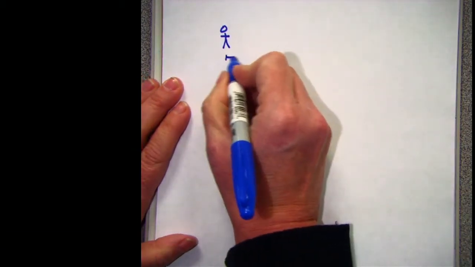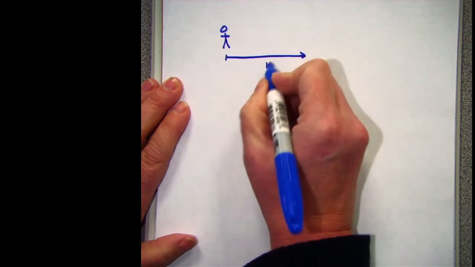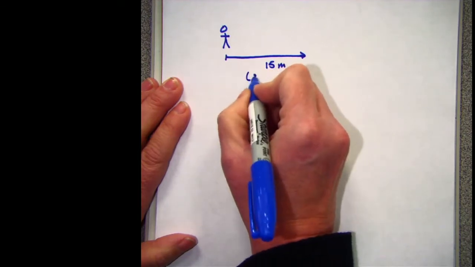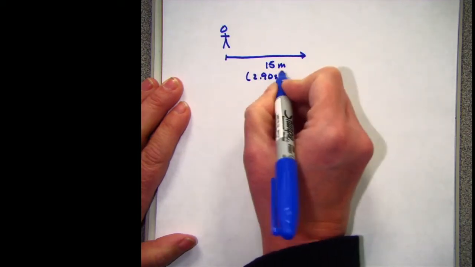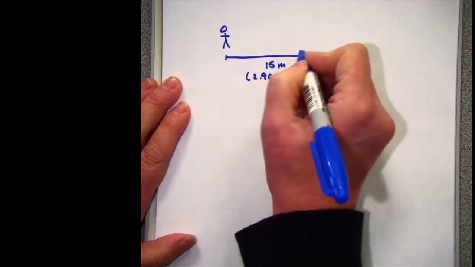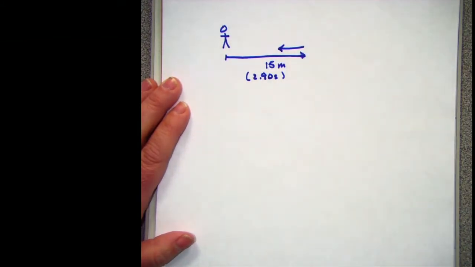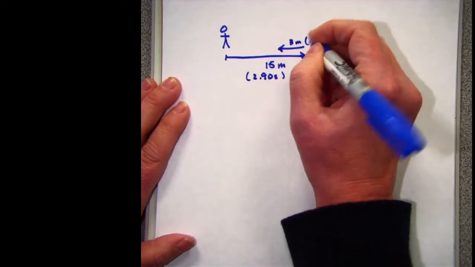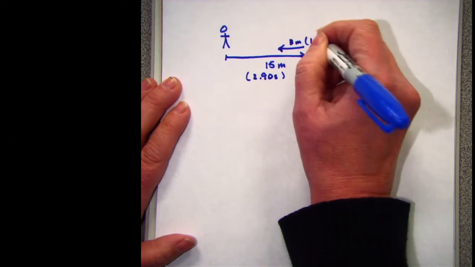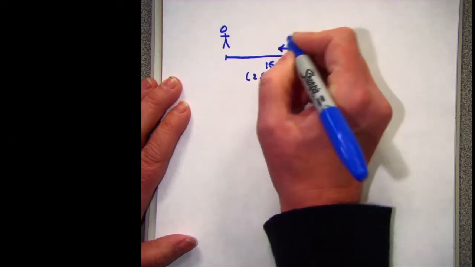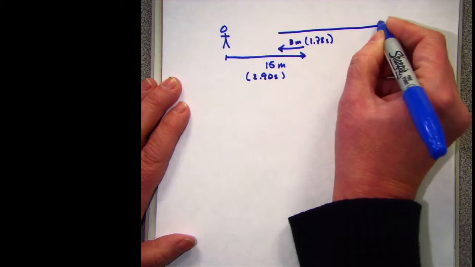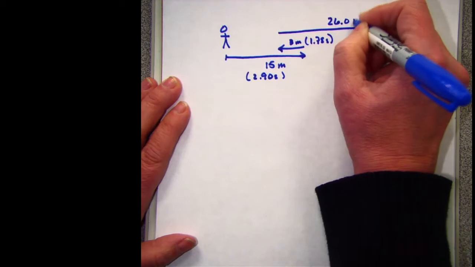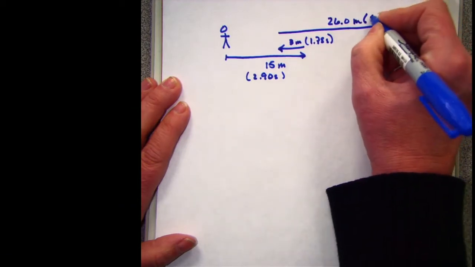And he did a really nice run, went 15 meters, and happened to do it in 2.9 seconds. Meets another football player, immediately gets bumped backwards 3 meters. And we know that time was 1.78 seconds. And then from there, breaks free, happens to run another 26 meters in 5.2 seconds.